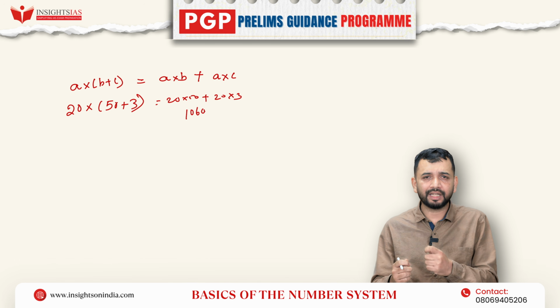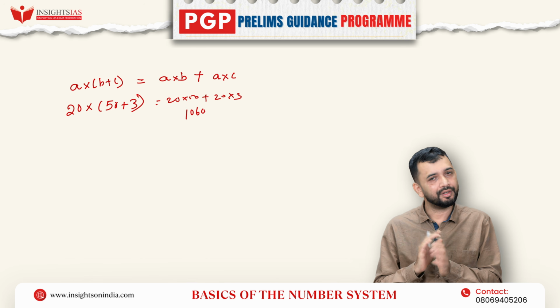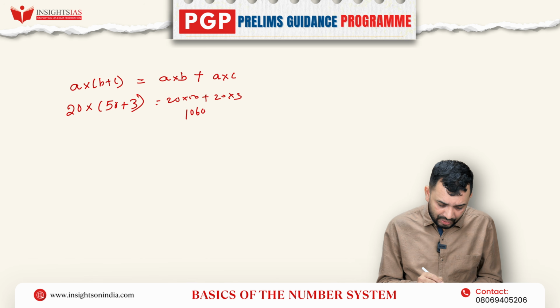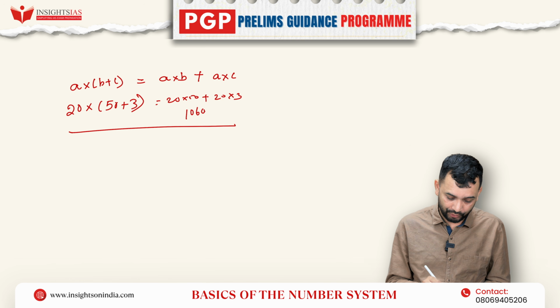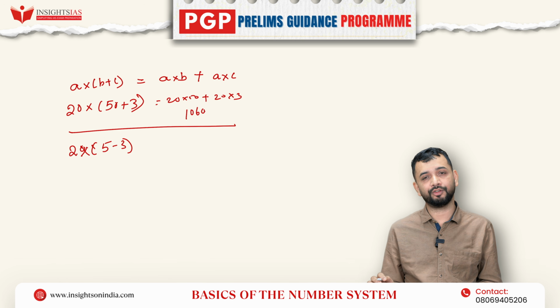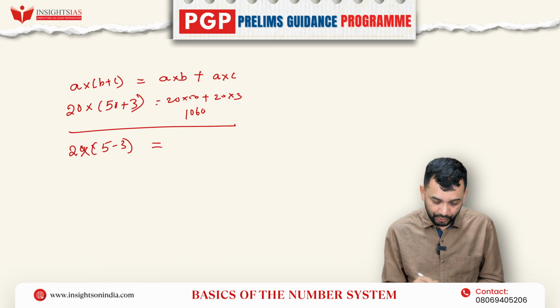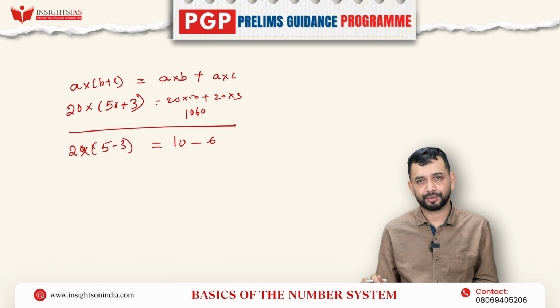So, whenever you think of them and start using them in your calculation, the calculation becomes faster, right? Now, this will also hold true for subtraction. For a small example, 2 into 5 minus 3. If you see the answer, 5 minus 3 is 2, 2 into 2 is 4. Rather than that, what I can do: 2 into 5, that is 10, minus 2 into 3, that is 6. 10 minus 6 is also 4, right?